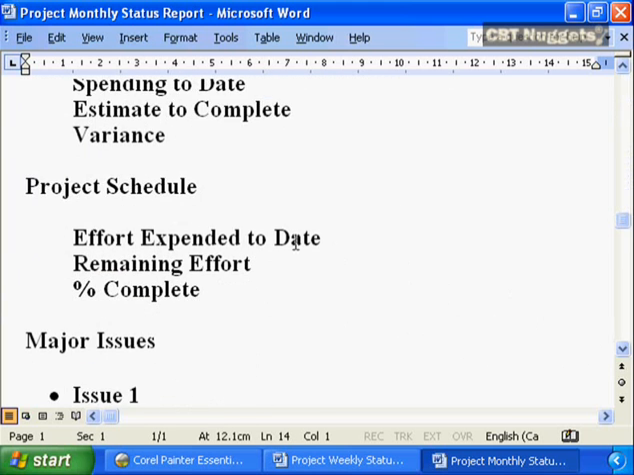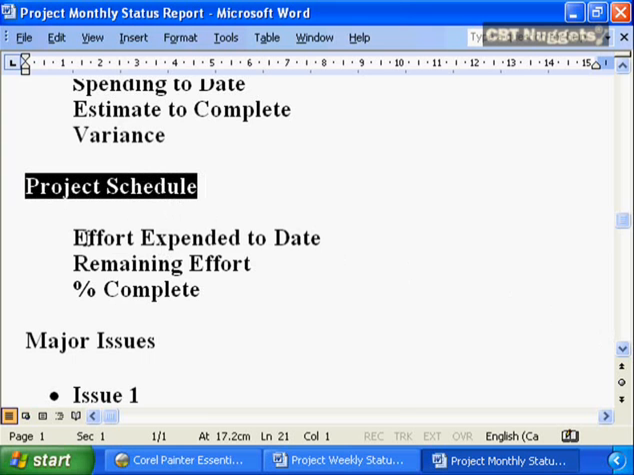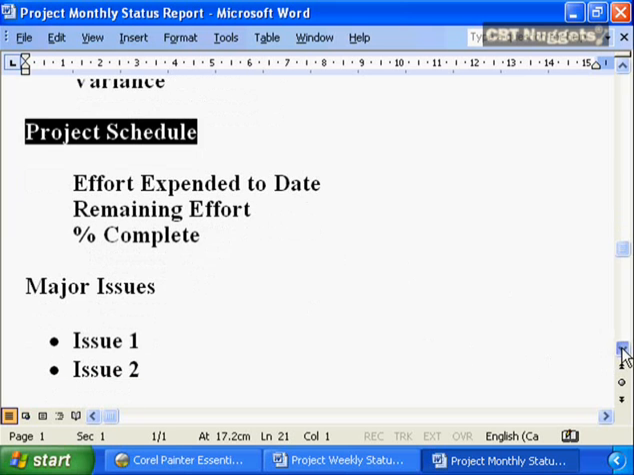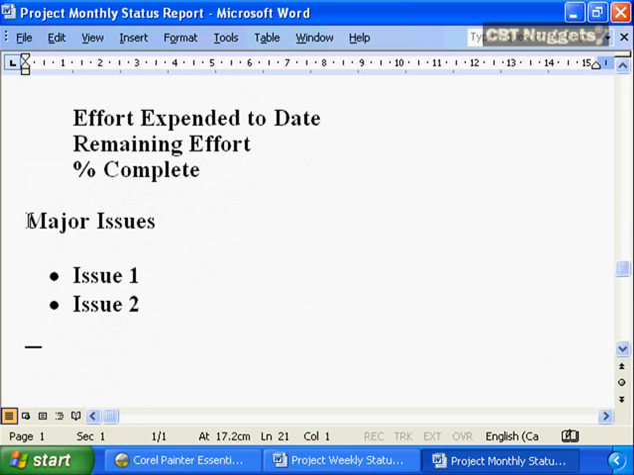The same level of summary information should be provided in terms of the project schedule. Here's how much effort, how much work has been done on the project to date, here's the work that is remaining to be done on the project, and here's the percent complete. And then finally, major issues. The same way you expect your team members to provide all of the problems, issues, and warnings to you, you need to provide any specific issues, problems, and warnings to senior management.